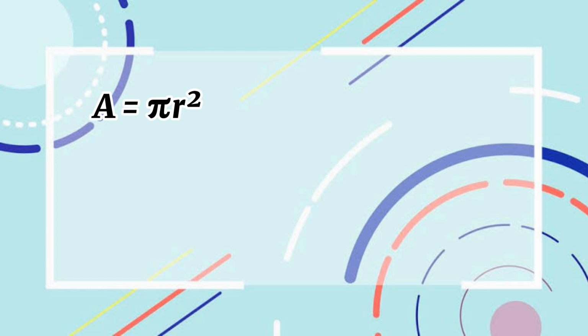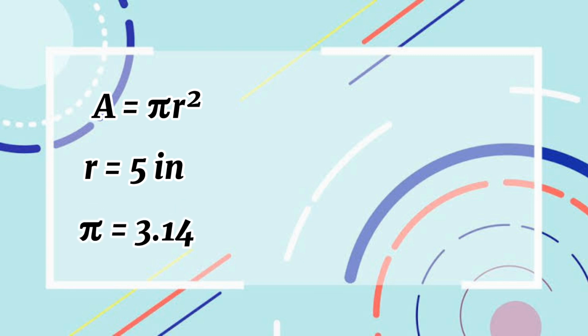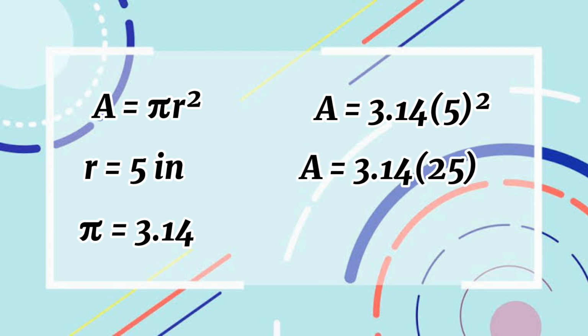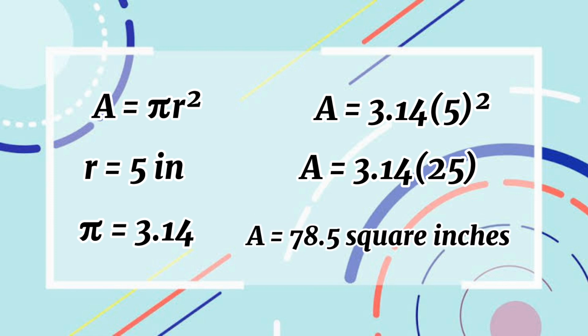The formula of an area is A equals pi r squared. We know that the radius is equal to 5 inches. Now, you can substitute pi with 3.14 and the radius with 5. Next, before we multiply 3.14 by 5, we need to first multiply 5 by itself. The answer of 5 multiplied by itself is 25. Now we can multiply 3.14 by 25. So the answer of 3.14 times 25 is equal to 78.5 square inches.